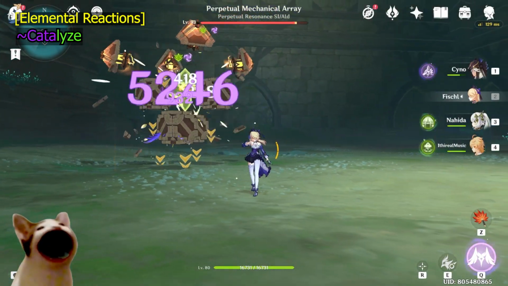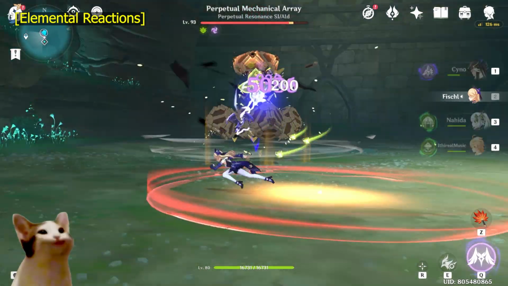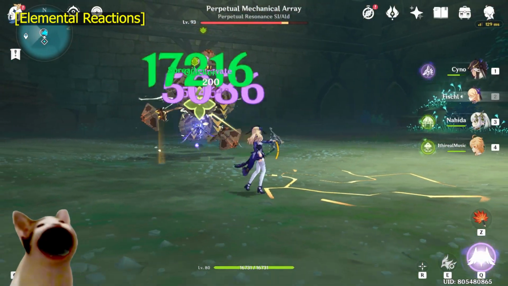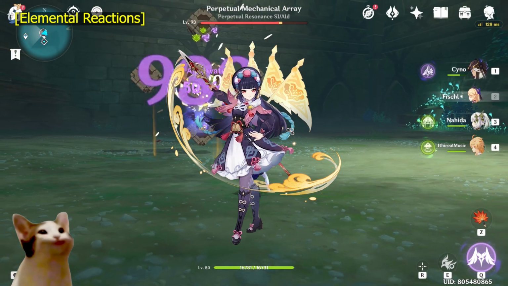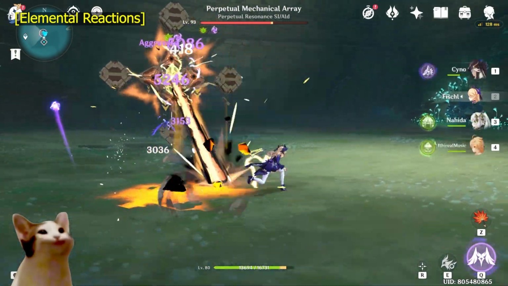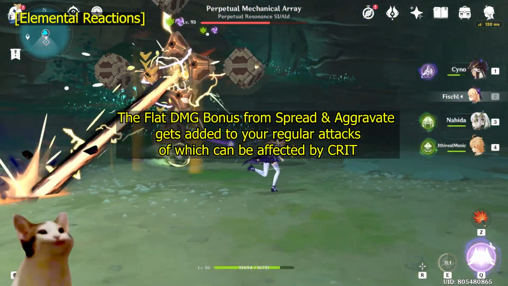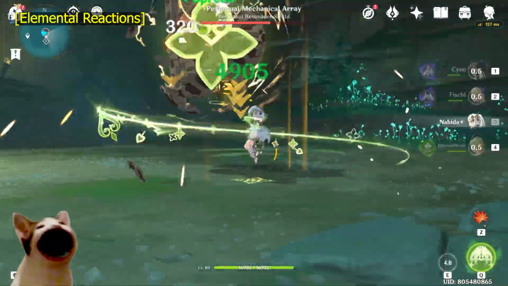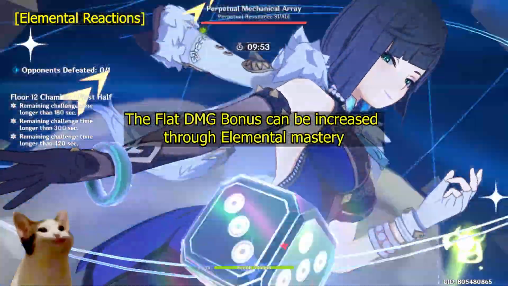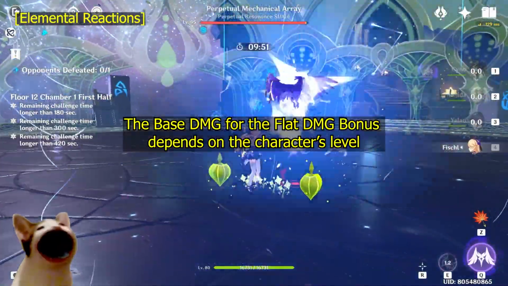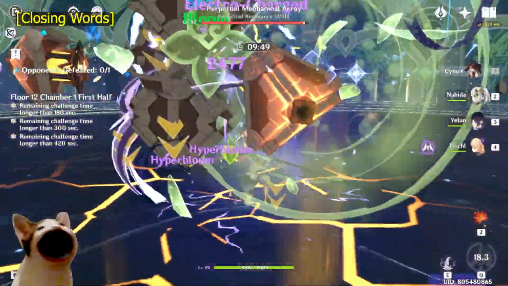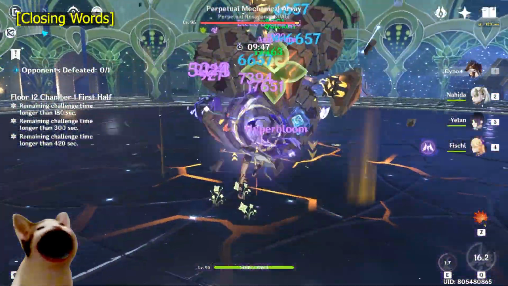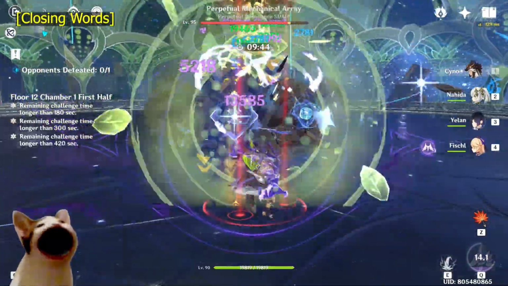These reactions will give the attack that triggered it a flat damage bonus. How it works is similar to how Yunjin's elemental bursts work for buffing normal attacks. The flat damage bonus can be affected by crit. This damage can be increased even further through elemental mastery, and the base damage bonus also depends on the character's level. With all this information, I hope you guys can learn something from this and utilize the elements and their respective reactions to your advantage.